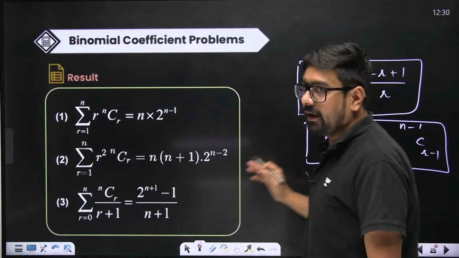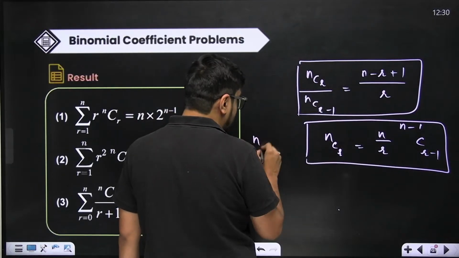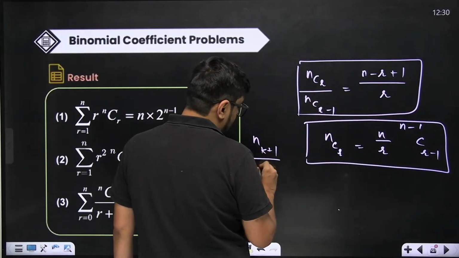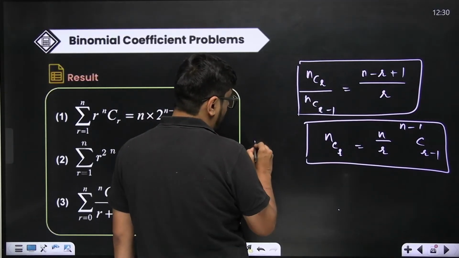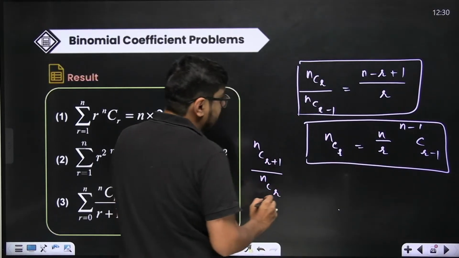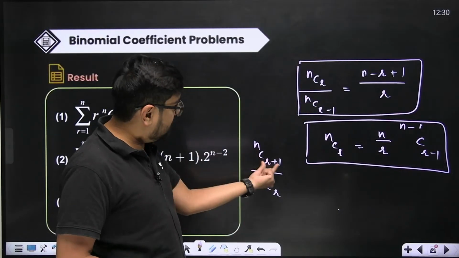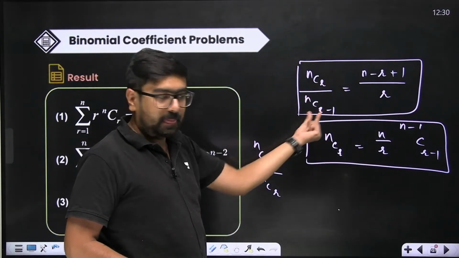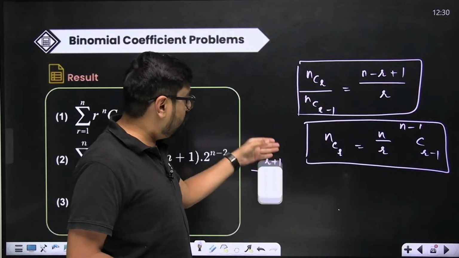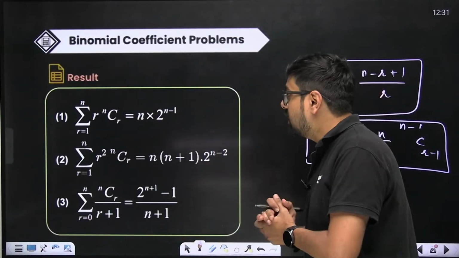Wherever you see, for example, suppose you see nC(r plus 1) divided by nCr, this is also of the same form, right? nCr upon one less than the upper one. So this is also the same. You have to be very quick in analyzing. Yeah, this is going to be used.